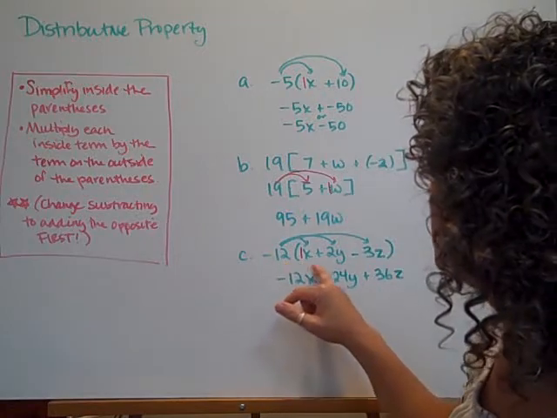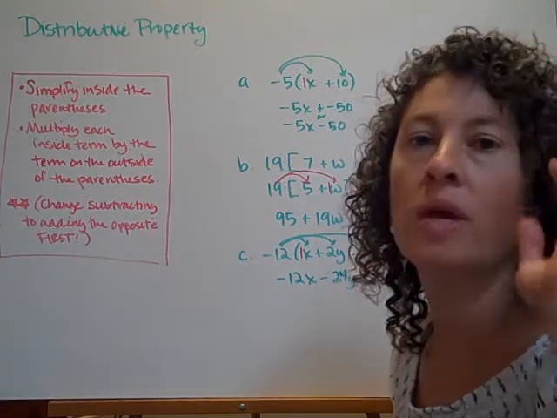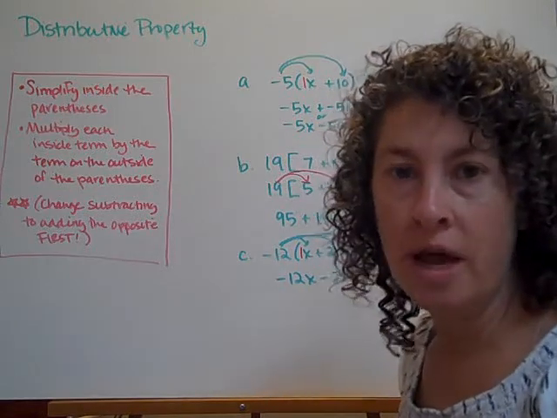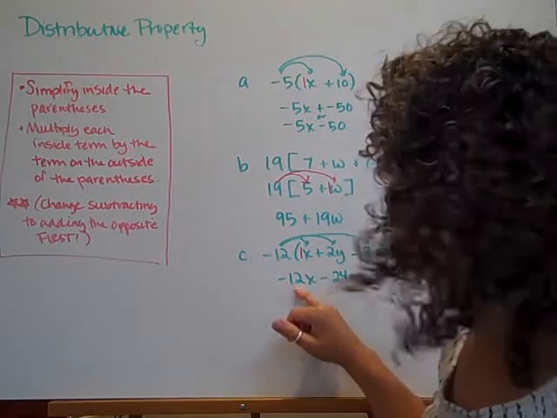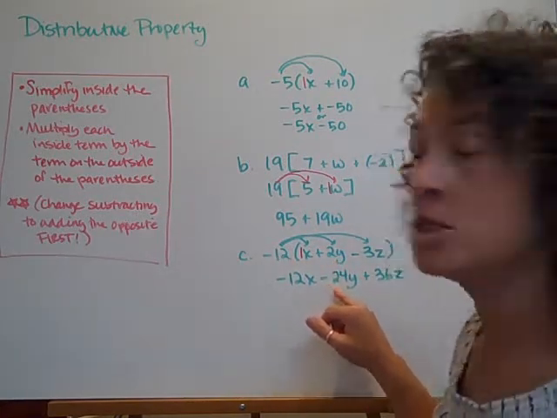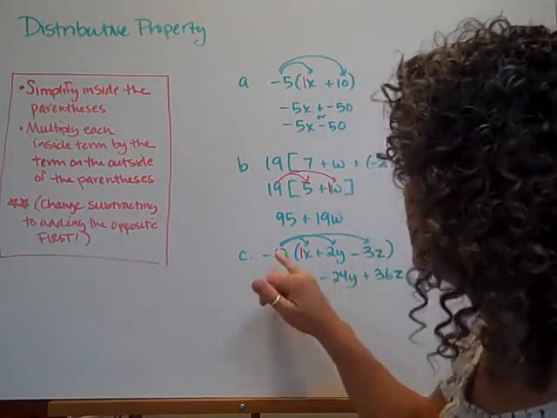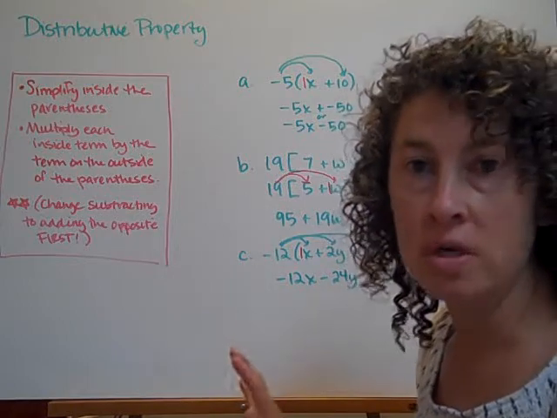So we're going to look inside, and this is an x and a y and a z, so they're not like terms, so I can't combine them. So I'm just going to have to deal with my distributive. So -12 times 1x is -12x. -12 times 2y is, again, I could write this as -24y, or I could write it as plus a -24y. They're equivalent expressions. Either one is fine.